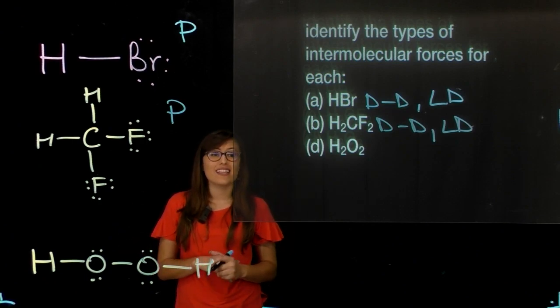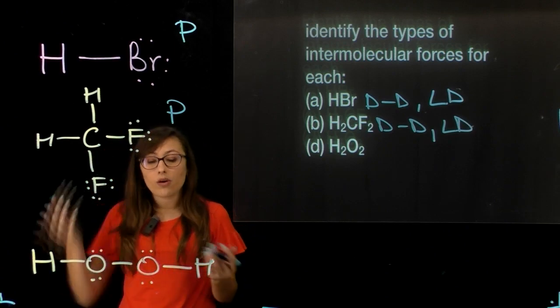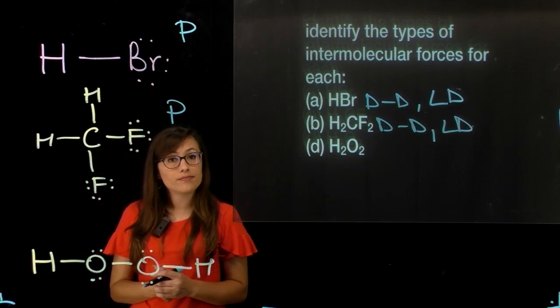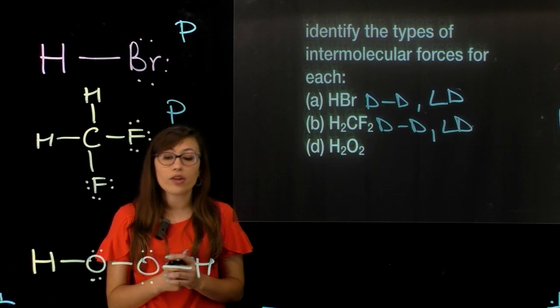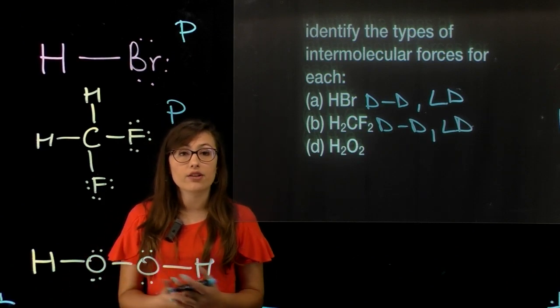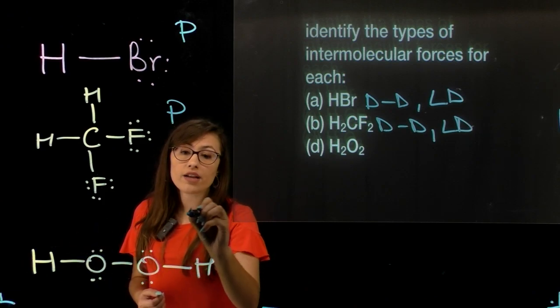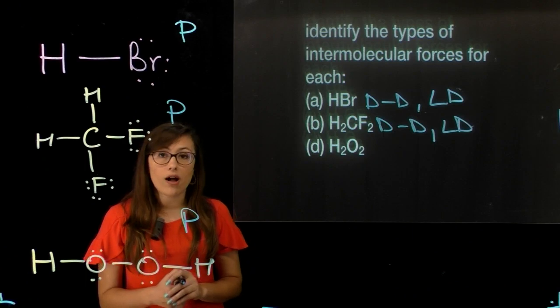Finally, in the last case, let's do hydrogen peroxide. Hydrogen peroxide is right here. Is this molecule polar or nonpolar? If you said polar, then you are right. Remember, each of these oxygens is going to have a bent molecular geometry, thus having an uneven distribution of those electrons. So this is a polar molecule.